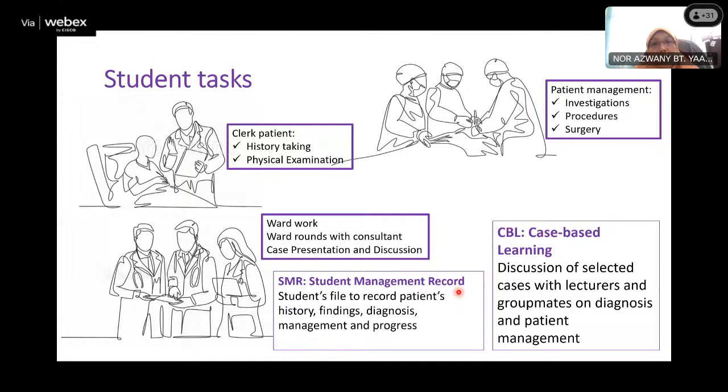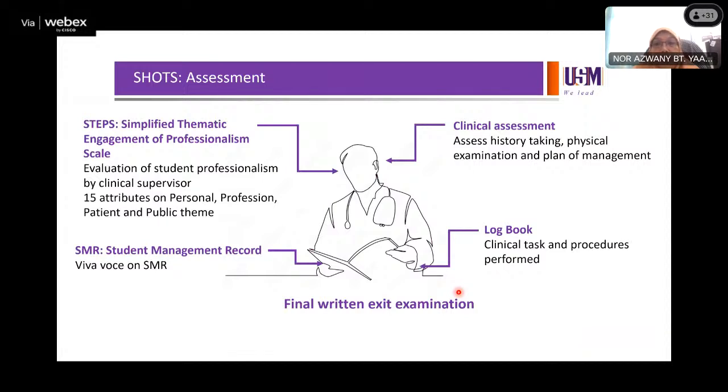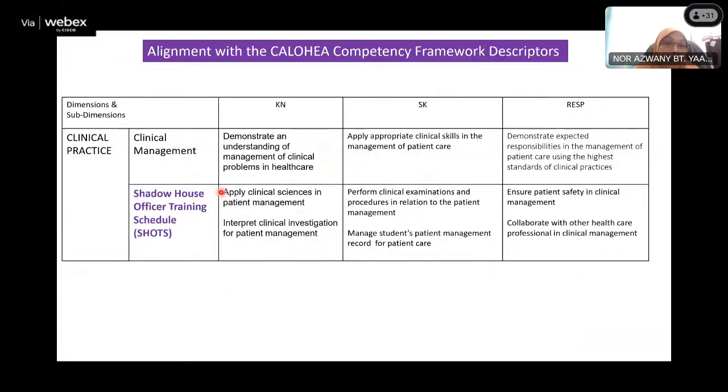In terms of assessment, the students will be assessed by clinical examinations, the logbook, and also viva voce from the student management record, and also the professionalism thematic engagement scale. So this is the assessment, and when we align what SHOTS is doing with the CALOHEA knowledge descriptor, which is to demonstrate understanding of management of clinical problems, in SHOTS they have to apply clinical sciences in patient management as well as interpret the clinical investigation.